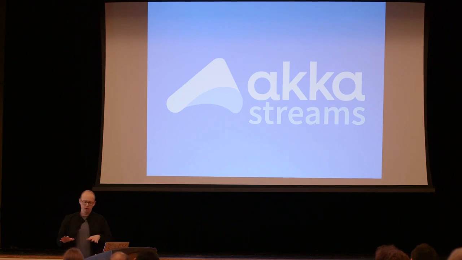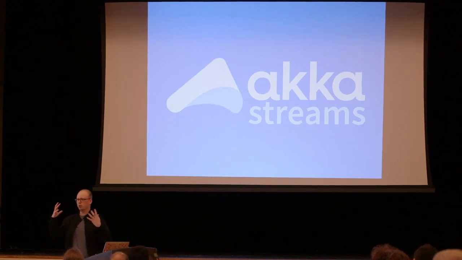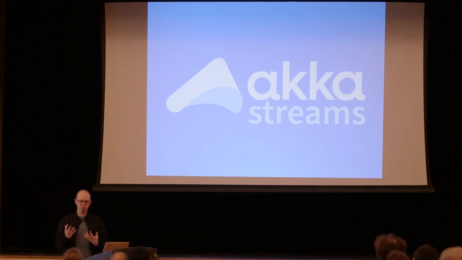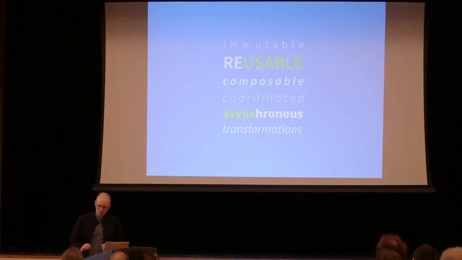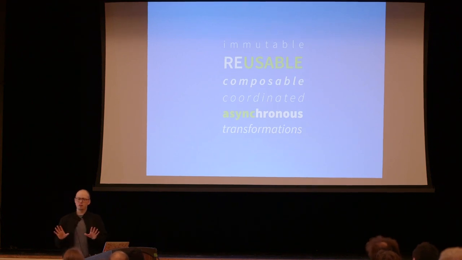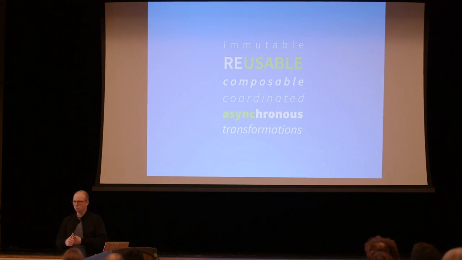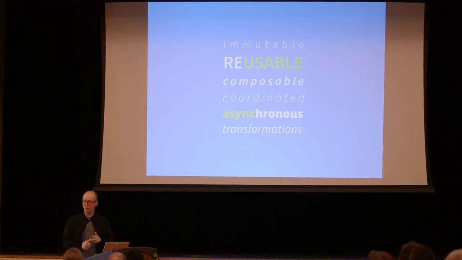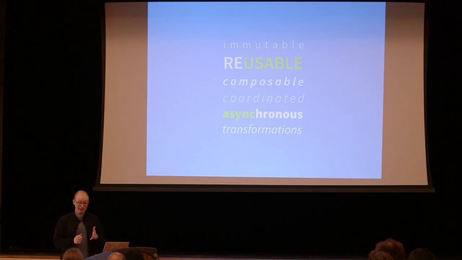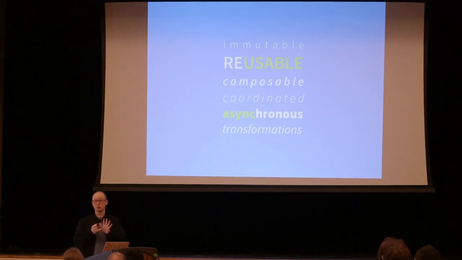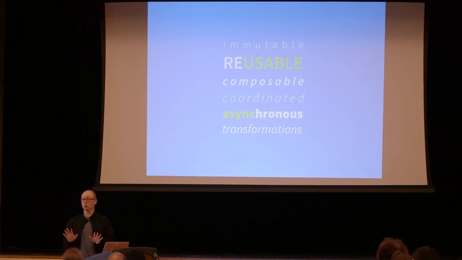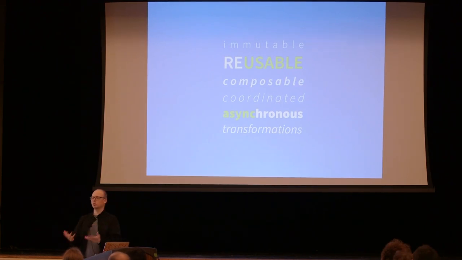So we've been working on something called Akka Streams, which is our way of trying to deal with this problem. How do we compose using functional programming, and how do we leverage the actor model for its communication and resilience? The theme for this was to get something that is immutable, reusable, composable, coordinated, asynchronous, and represents some sort of transformation. A lot of words. But the purpose is to build something that is able to leverage having multi-core without having to get your hands dirty.